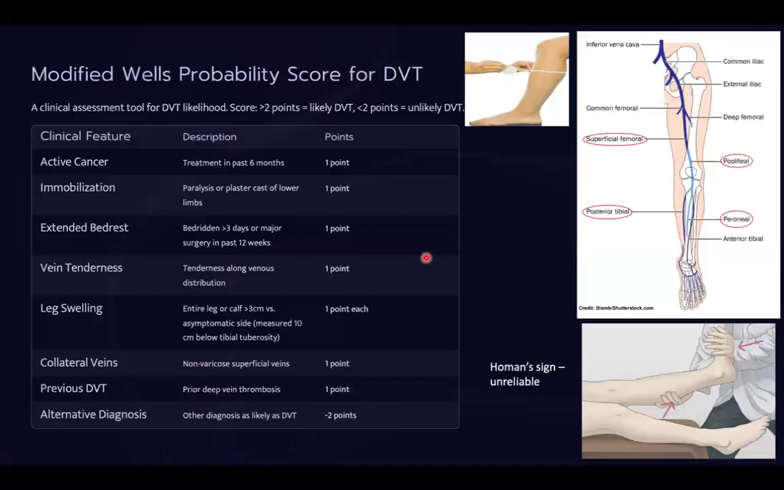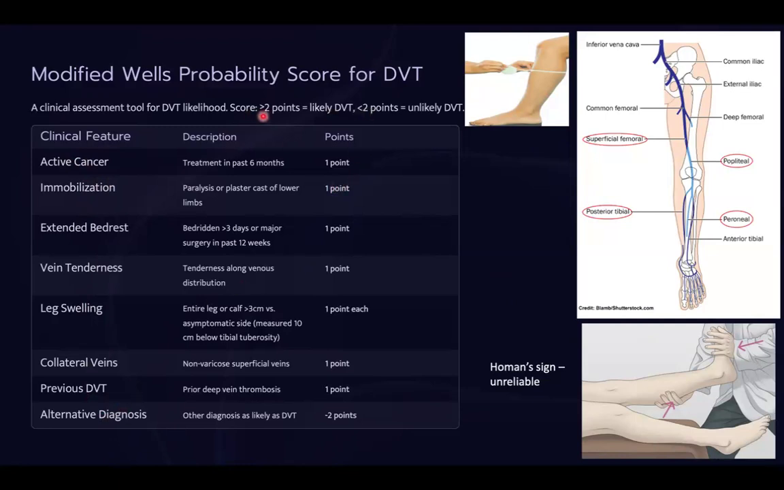So what's going to help us? What's very helpful is something called the modified Wells probability score. It gives you sort of a likely versus unlikely conclusion, which is very helpful. In the old days, we used to use things like the Hohmann sign to diagnose, but this is actually very unreliable. So just forget about the Hohmann's. We're going to basically just use this scoring system to help us figure out whether we need to send that patient for an ultrasound to look for DVT.